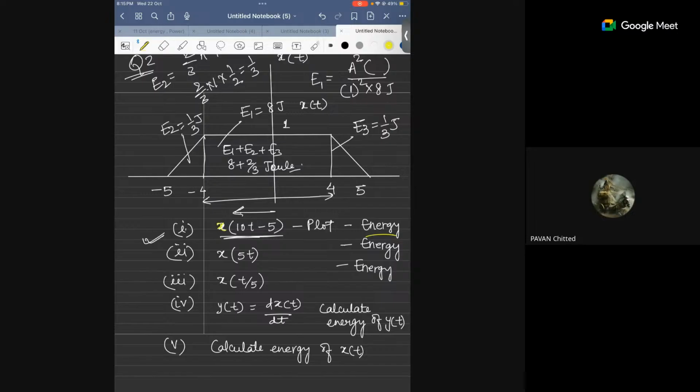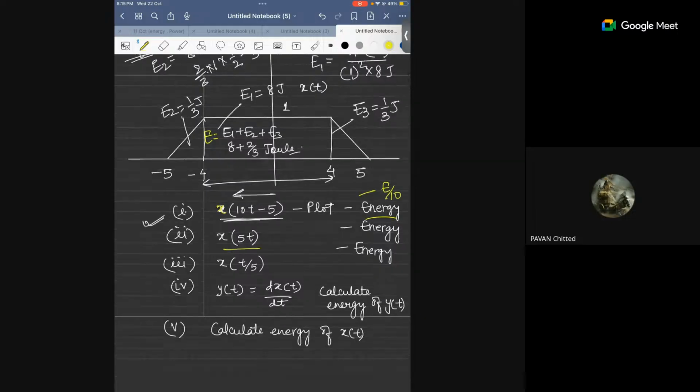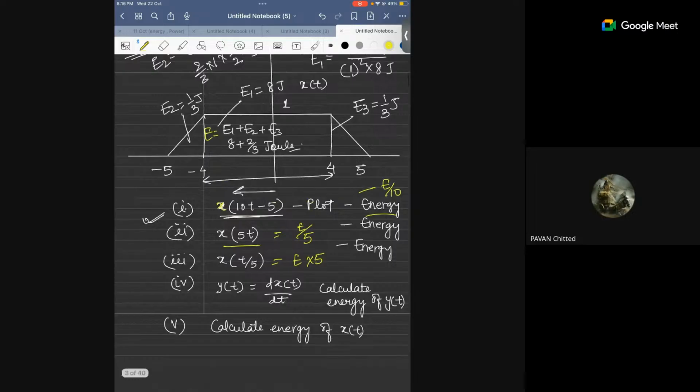Correct. Whenever a scaling factor is applied, that 10 will get divided. So let's for example say the energy was E, here it will become E upon 10. Now what will happen here? What will be the energy of x of 5t? E upon 5. What will happen here? E times 5, multiplied by 5. Correct.